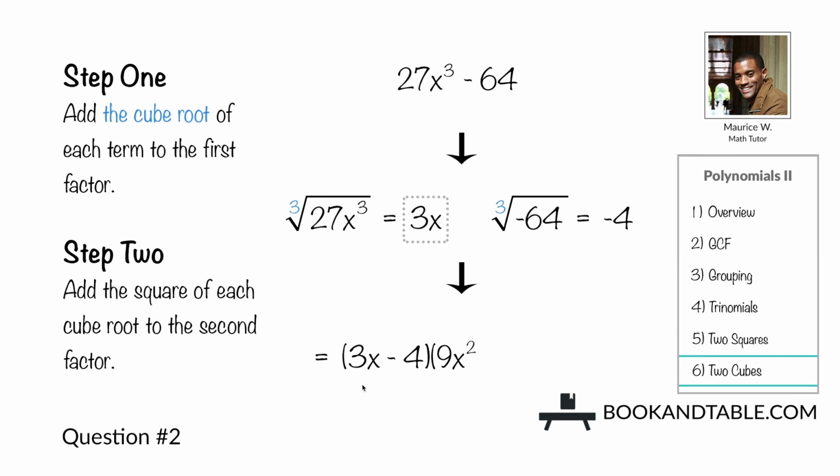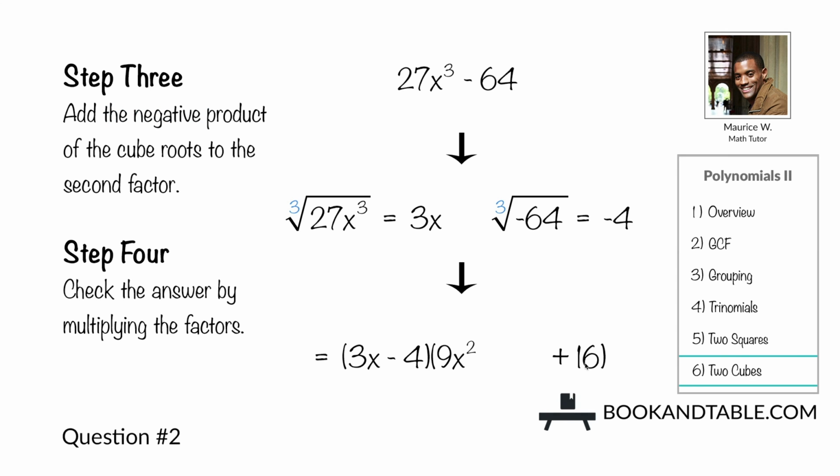Step 2, add the square of each cube root to the second factor. Our first cube root was 3x. If we square this, we get 3 times 3, which is 9. X times x is x squared. So we get 9x squared in the second factor. Our second cube root was negative 4. When we square negative 4, we get positive 16. So we add that to the second factor.